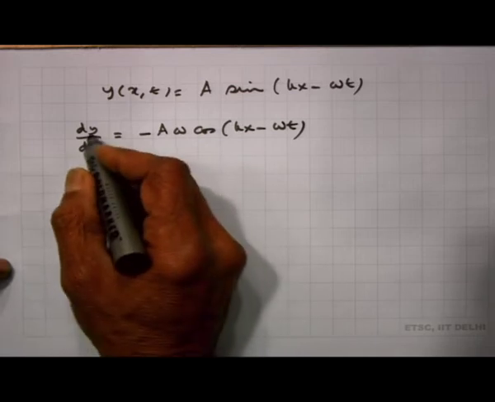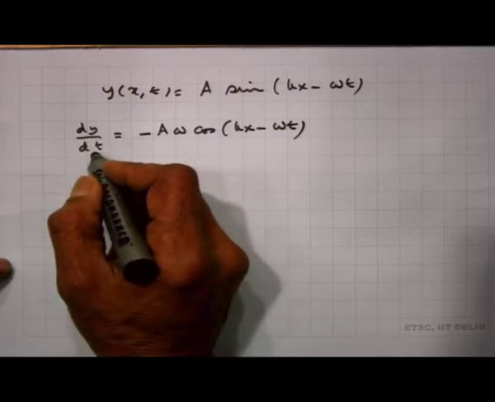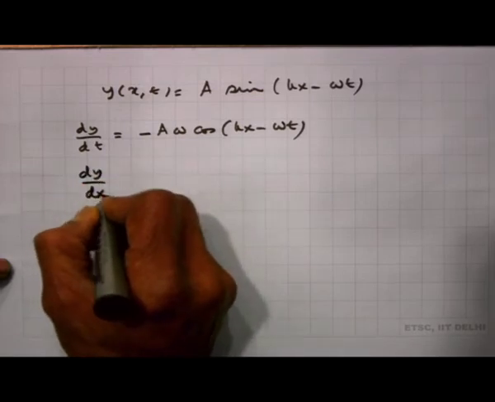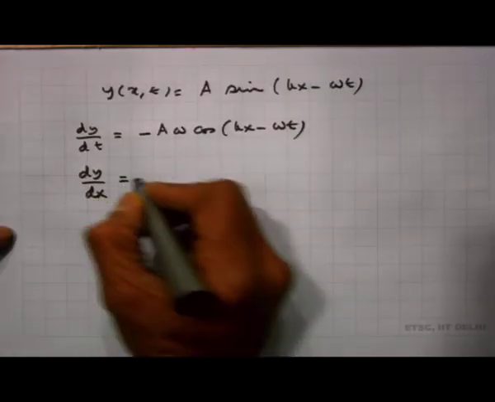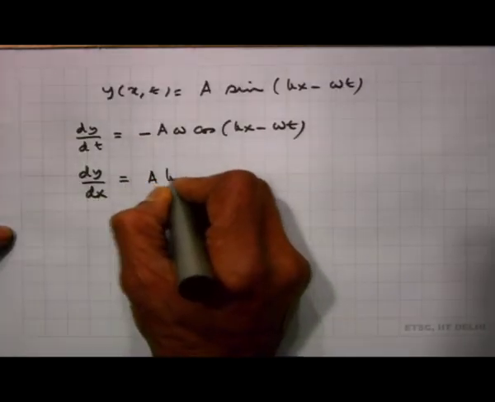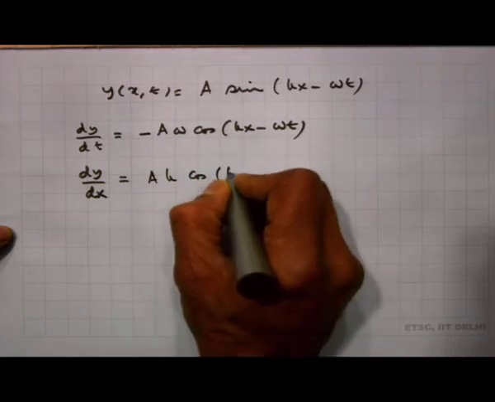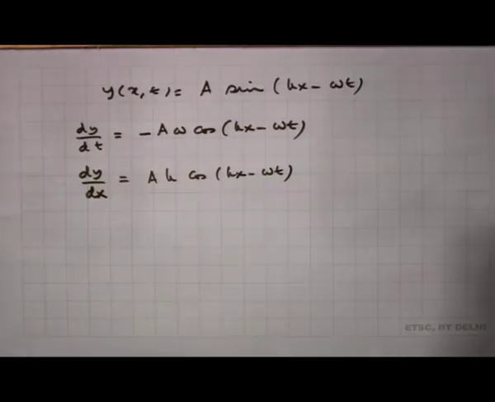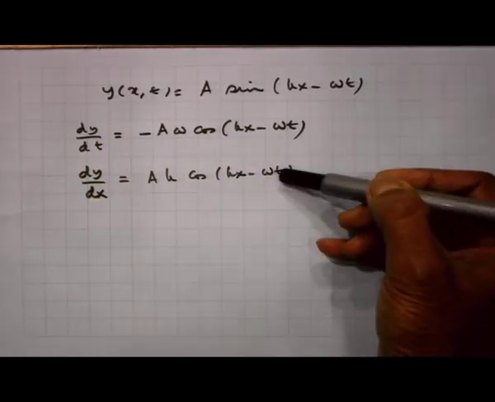y is the displacement of the string. How does the displacement of the string vary with time, and how does the stretching of the string vary with position? That means, how does y depend on x, that is the stretching, and that is given by a times k times cos of k x minus omega t. And as you can see here, both of them are described by the same cosine function.